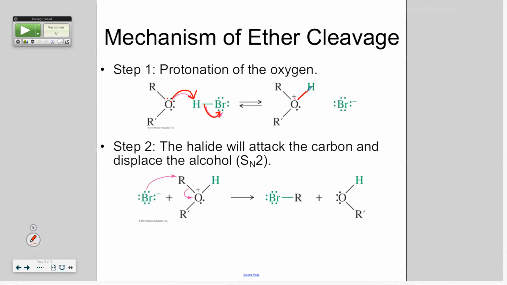Notice that the halide doesn't attack up here and you lose RO minus, because that's a strong base. Remember, good leaving groups are weak bases. So this will attack the carbon next to the O, and then that will leave. So far, so good?